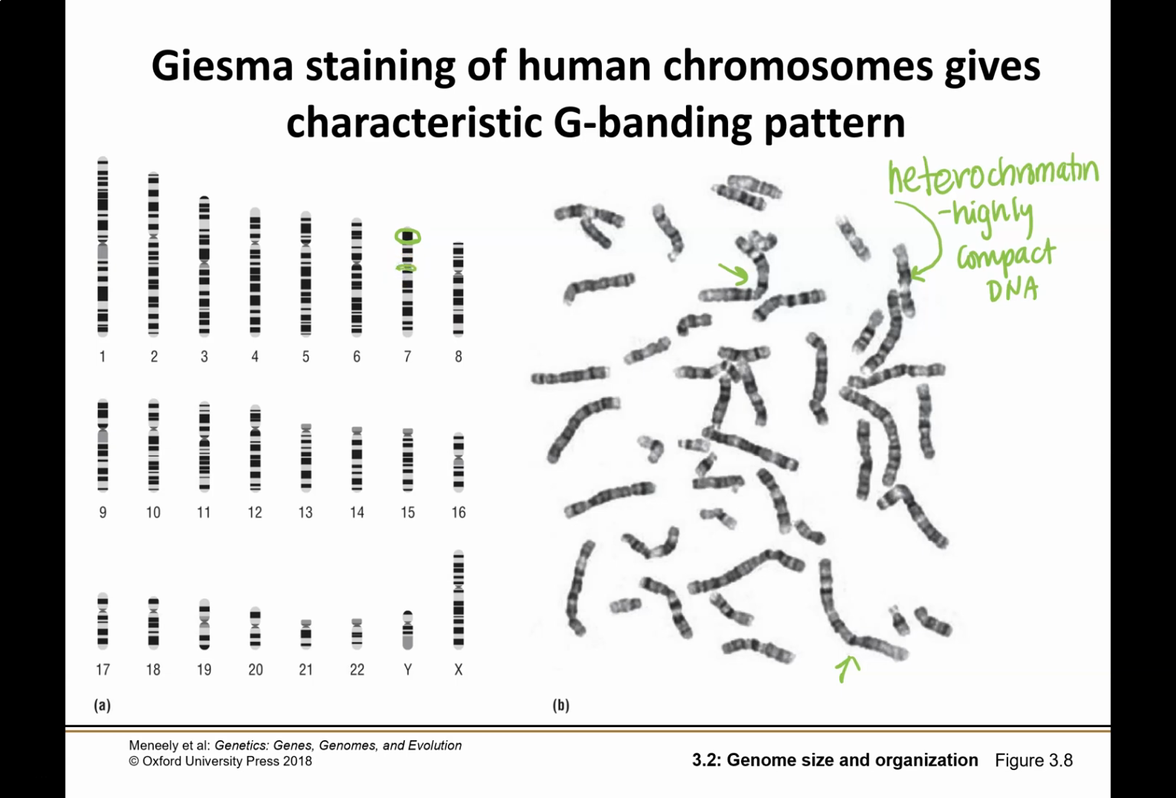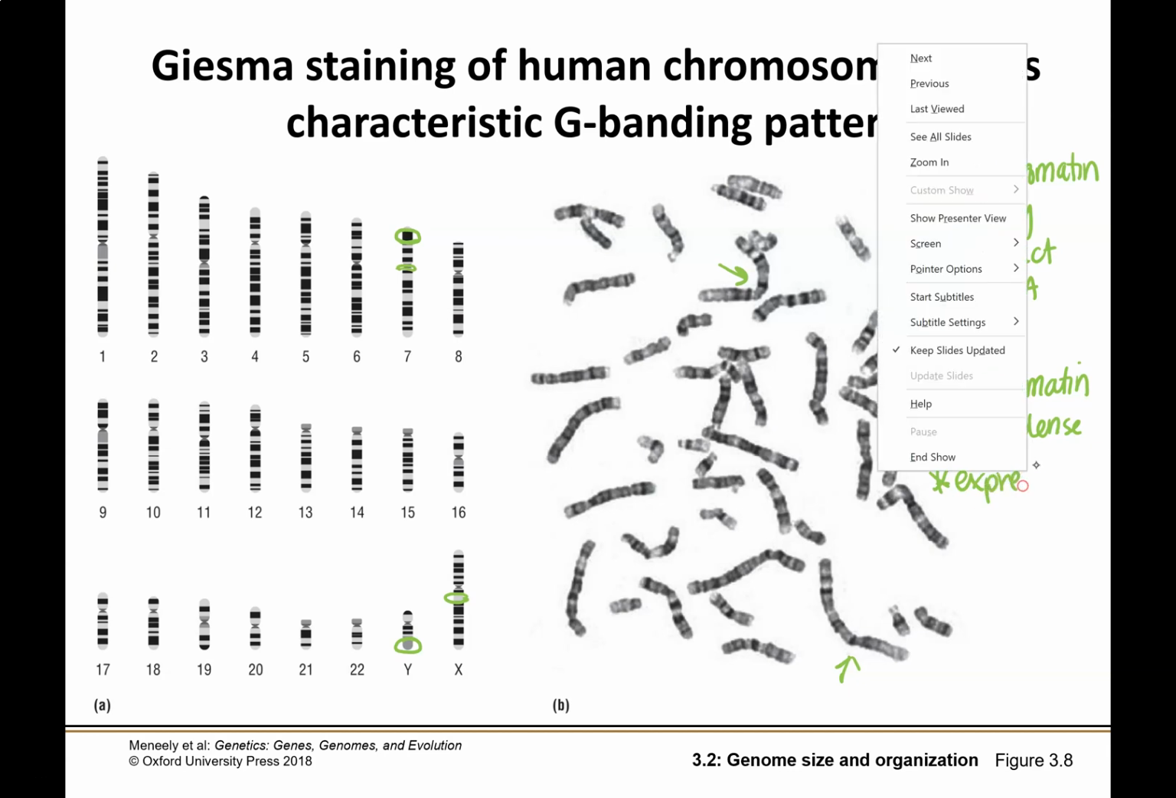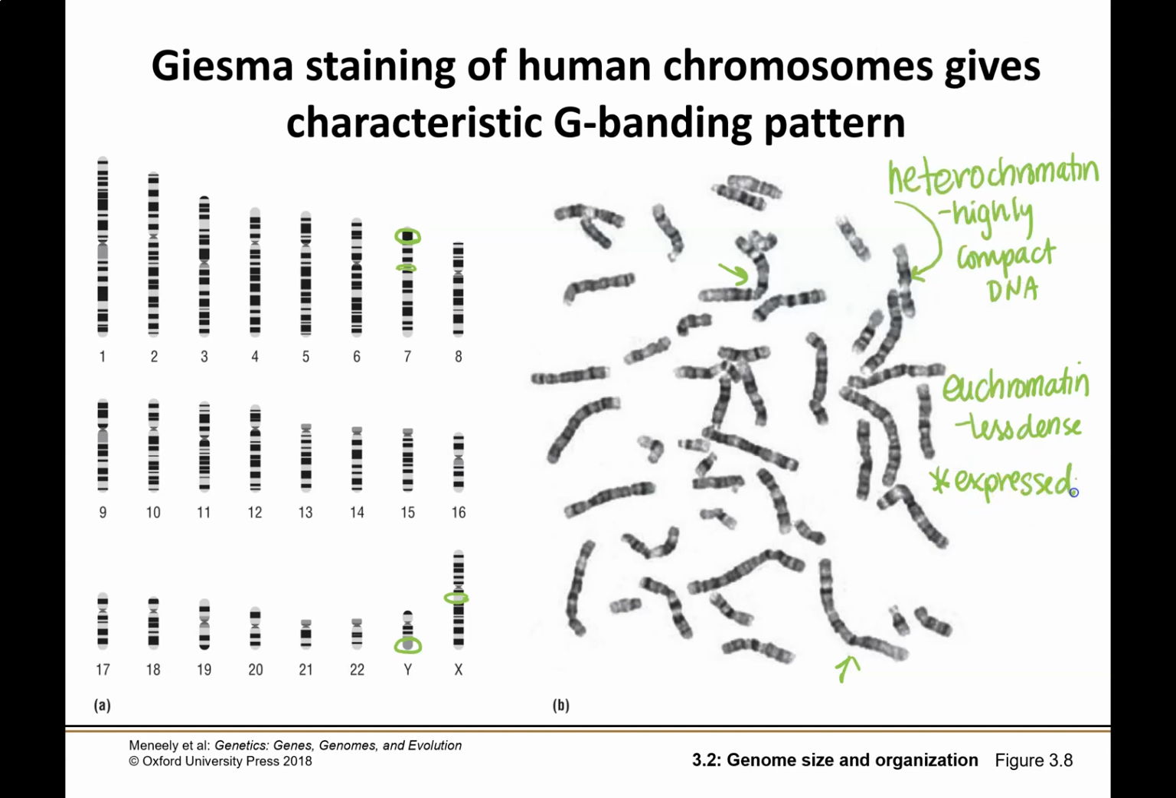And it might just be regions of DNA that aren't used very often, and so they can be more tightly packed. Then we also have euchromatin, which is the less densely packed DNA. So that's the lighter staining here. We've got some light staining, light staining. Those regions are going to be more often expressed. So this is DNA that is used more often. So it's less compact so that the expression machinery can get in there and work on it.